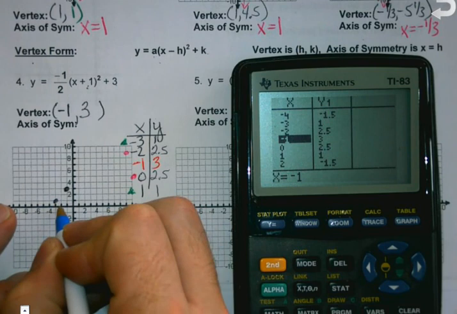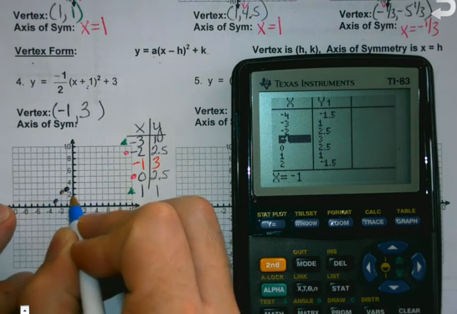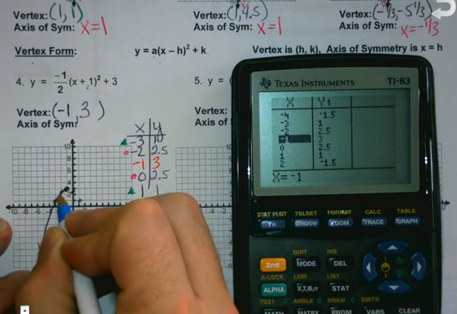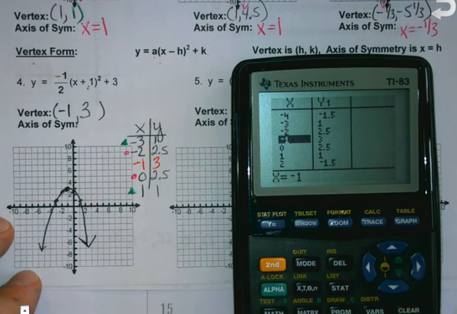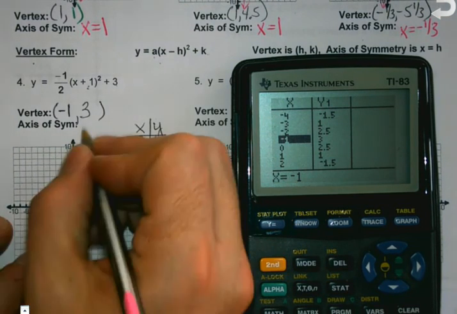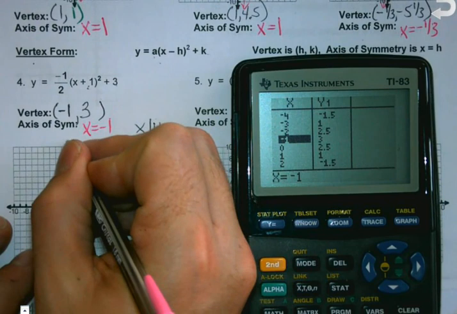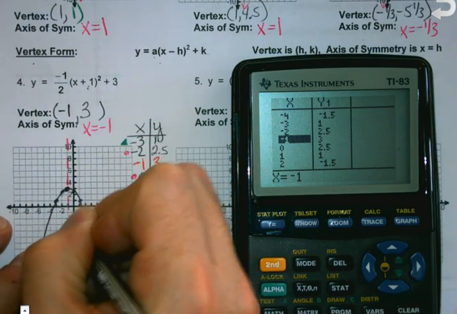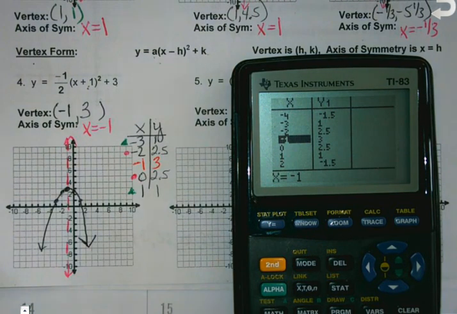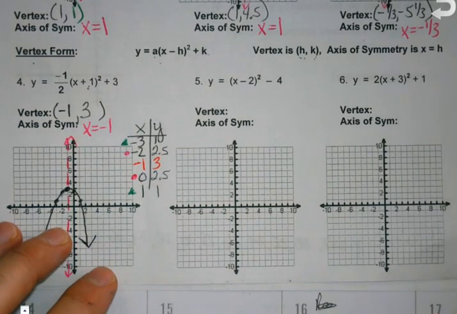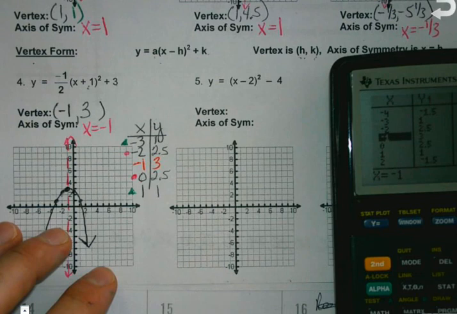Once I get that, and then I start to plot those, I get my parabola. And where's my axis of symmetry on this one again? Negative 1. But that's how this one kind of simplifies up. Okay? Same idea. Let's look at one more.